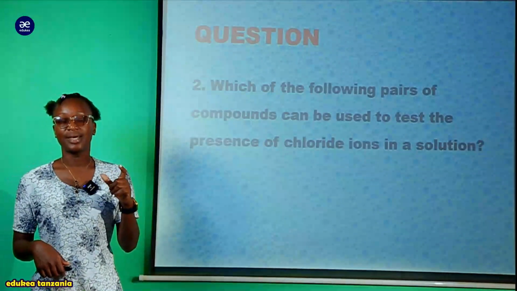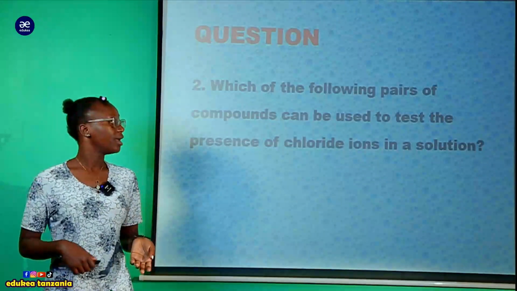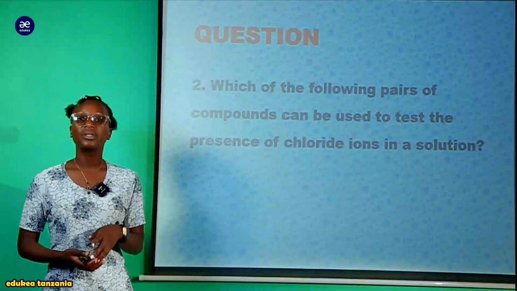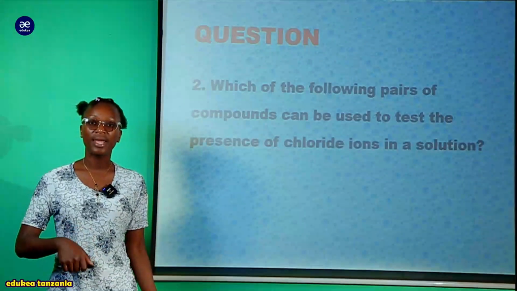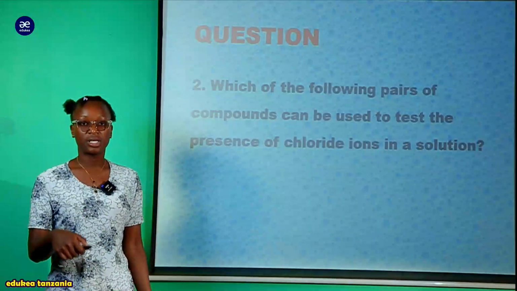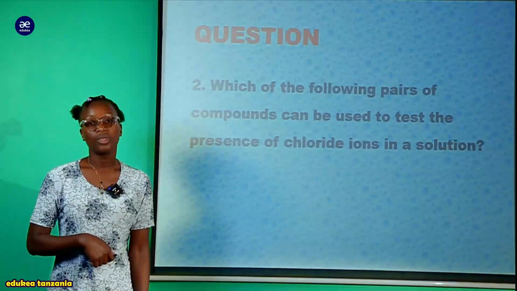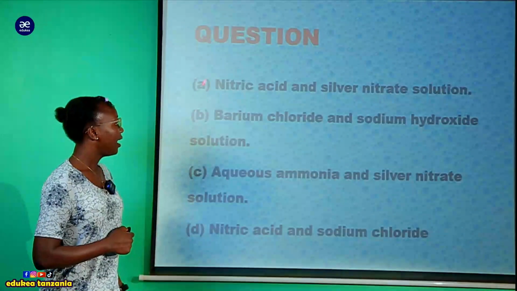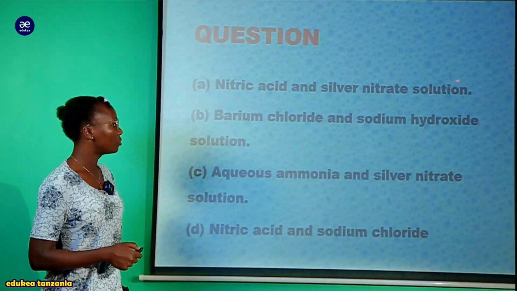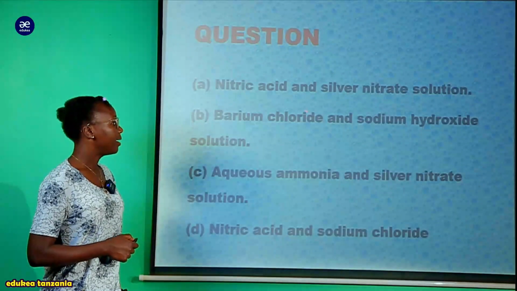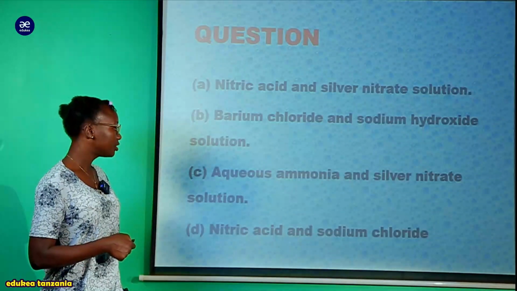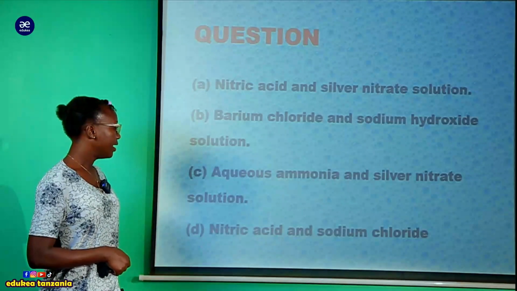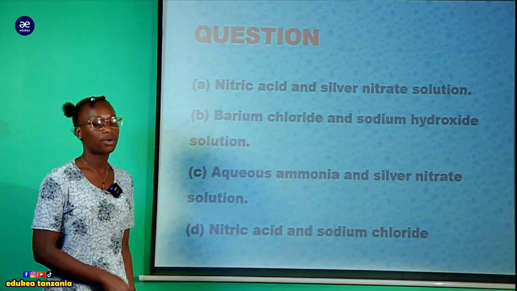So you will recall the idea of the testing of the metal chloride or compound of chloride. Kwa hiyo ukishakumbuka kwamba how can we test the chloride in the solution, kwamba chloride tunaitesti kwa uwepo wa nini, observation ya kitu gani, obvious utaweza kujibu hili swali. So amekupa hapa selection, amekupa A, nitric acid and silver nitrate solution, B, barium chloride and sodium hydroxide solution, C, aqueous ammonia and silver nitrate solution, D, nitric acid and sodium chloride.